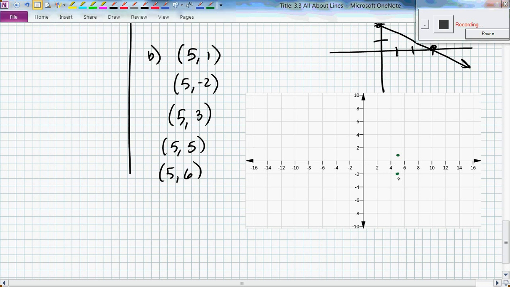Okay, Gwen, you say it's x equals 5. Can you tell me why you think it's x equals 5? Because the intercept is 5. The x-intercept is 5. Does anybody notice anything about all of these? They're all 5s. And what values are those? Those are all the x values. So this is the equation, x equals 5.